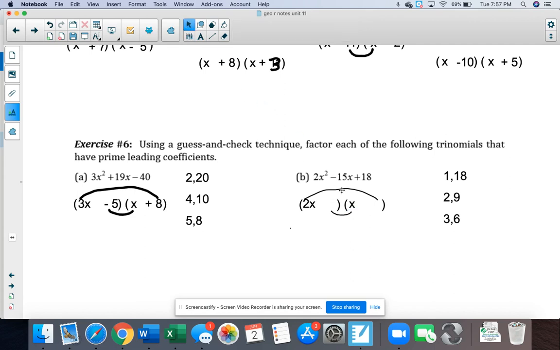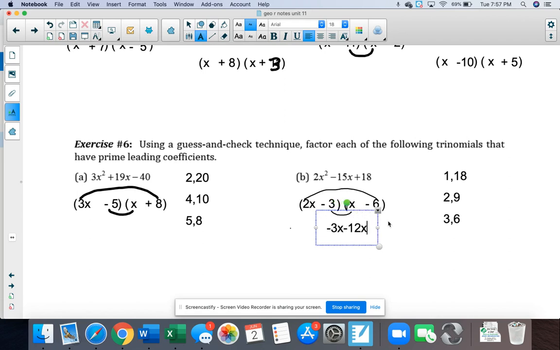Okay, so this one is going to be 3 and 6, and negative 3 times x is negative 3x, and negative 6 times positive 2 is going to be a negative 12x. So that's why together these give me a negative 15x. All right, so this is not part of the answer. This is just me showing you how I multiplied. This is what I'm doing in my head to show you that that works. Okay, now that we've done a little review of factoring, we're going to move on to solving a quadratic equation.